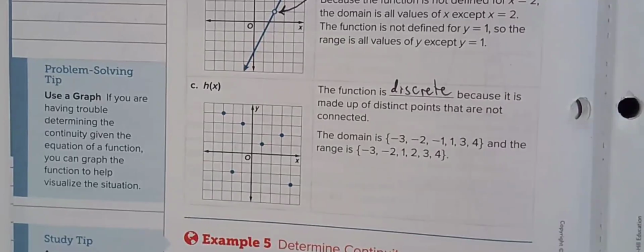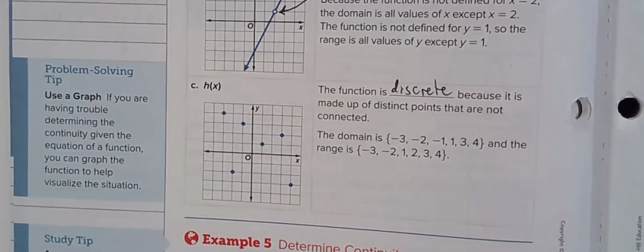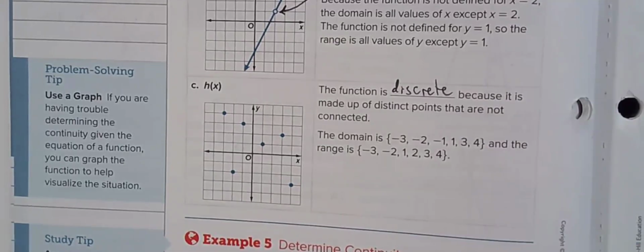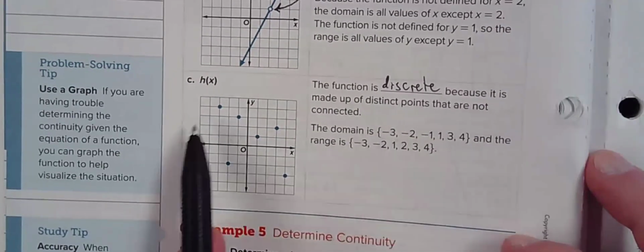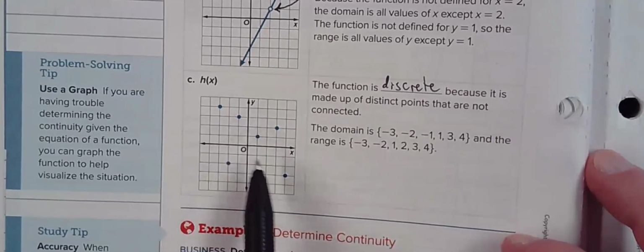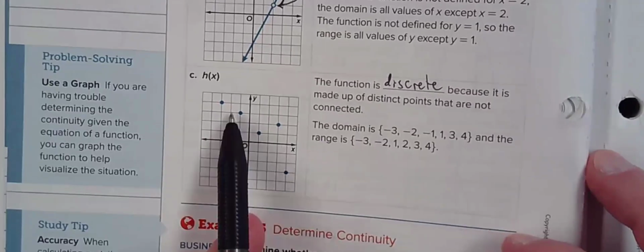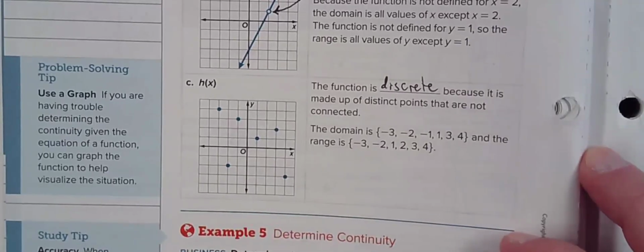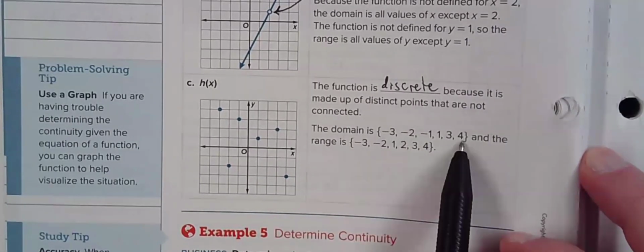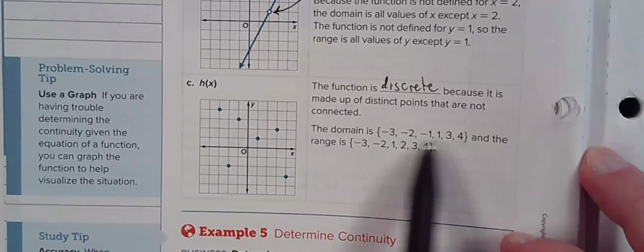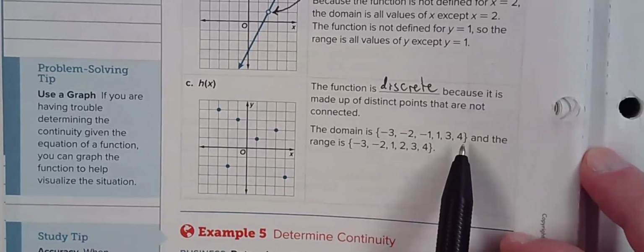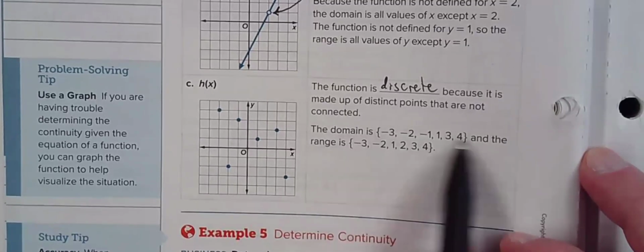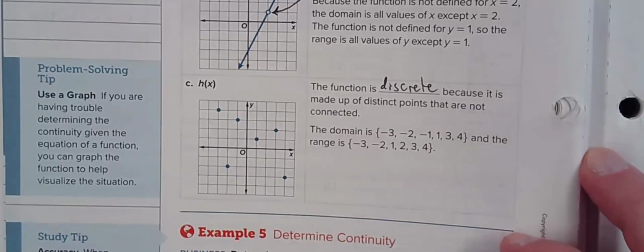Whenever you have discrete information, the domain is only the x values on the graph. So the only x values that exist on this graph are at -3, -2, -1, 1, 3, and 4. The individual values of x are the domain. You did this stuff, by the way, back in Algebra 1. When you looked at scatter plots like that, you definitely defined domains and ranges based on individual points.